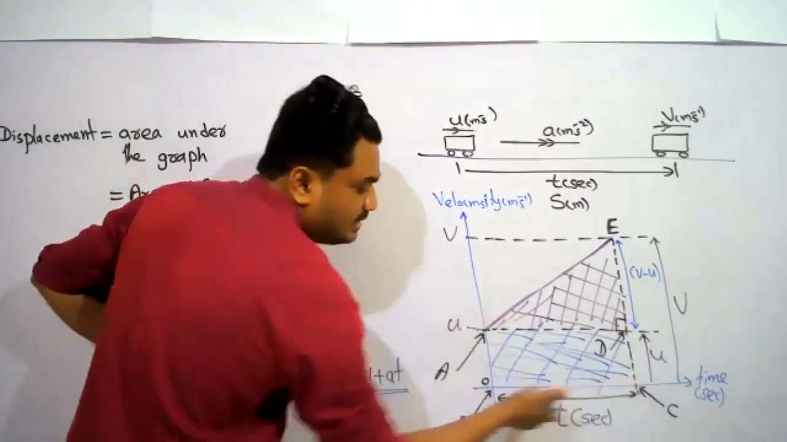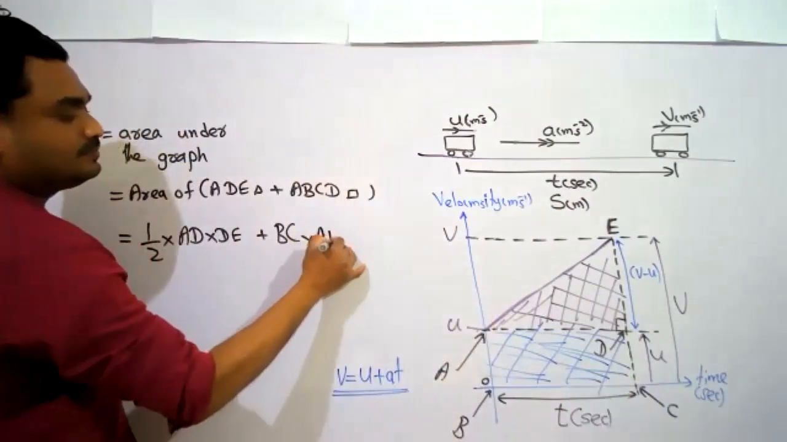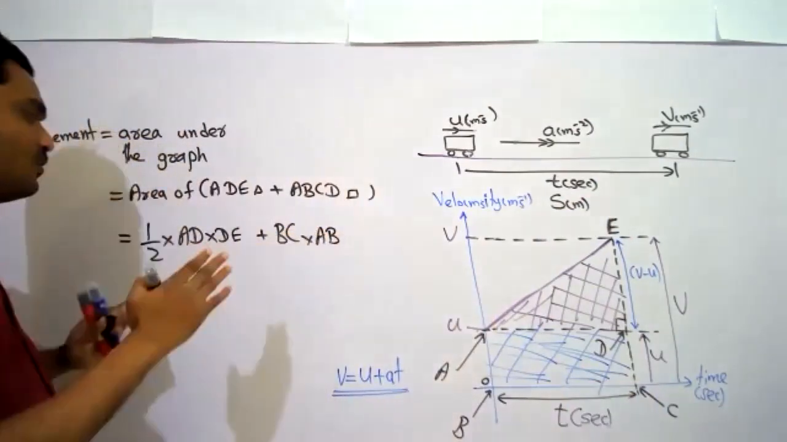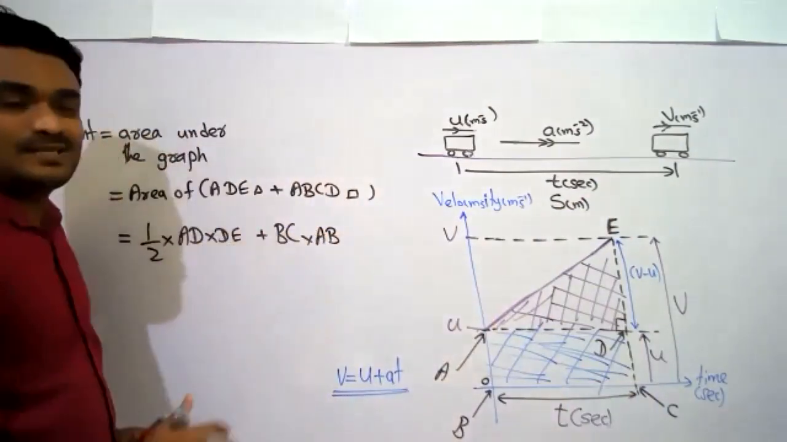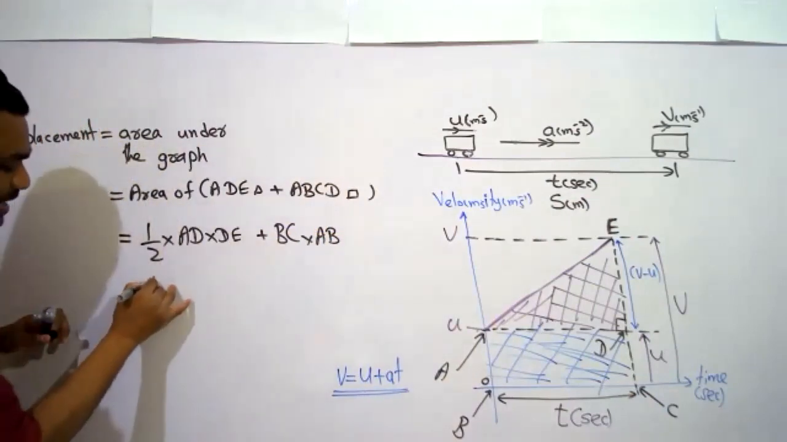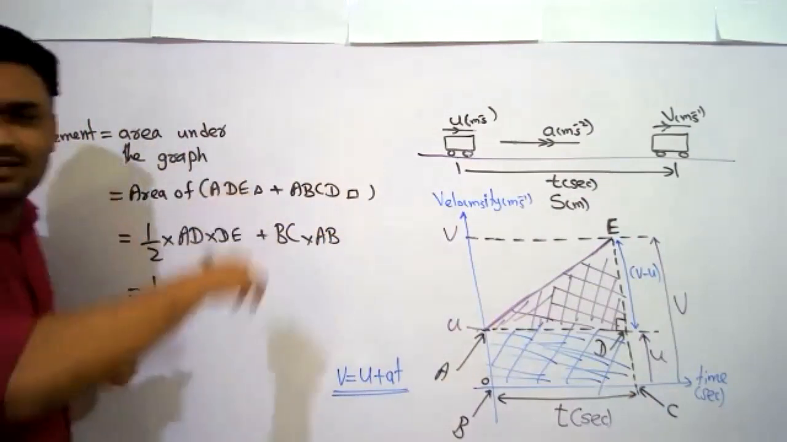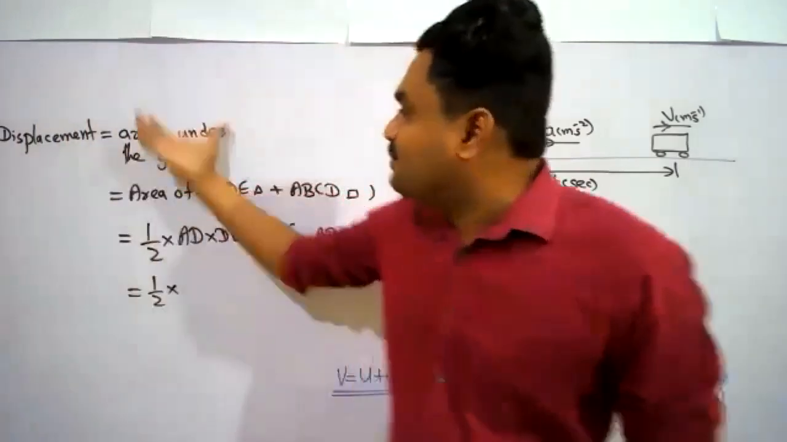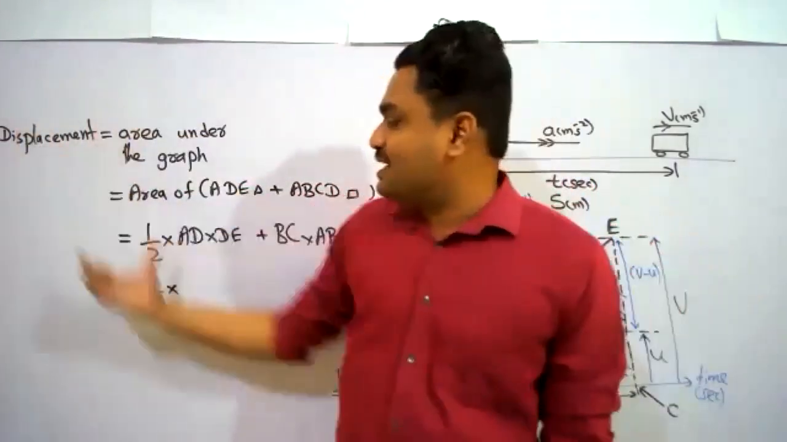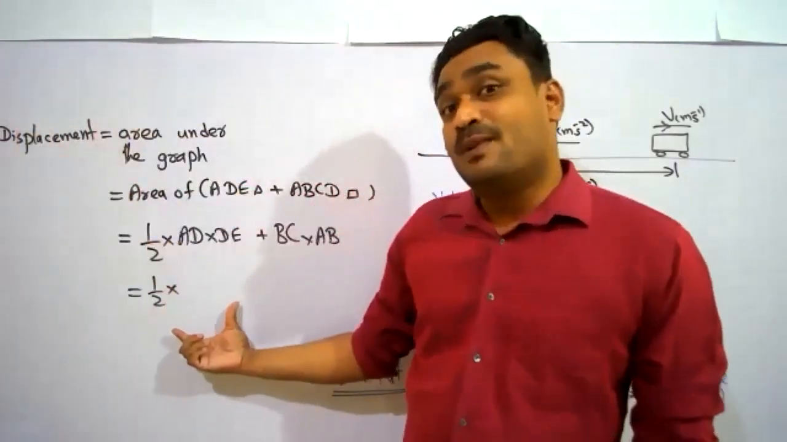Length is BC, width is AD. Now, simplify this. Put the values that you know. Okay, I'll give you one more support. Try to simplify and try to prove that displacement equals ut plus half at squared.